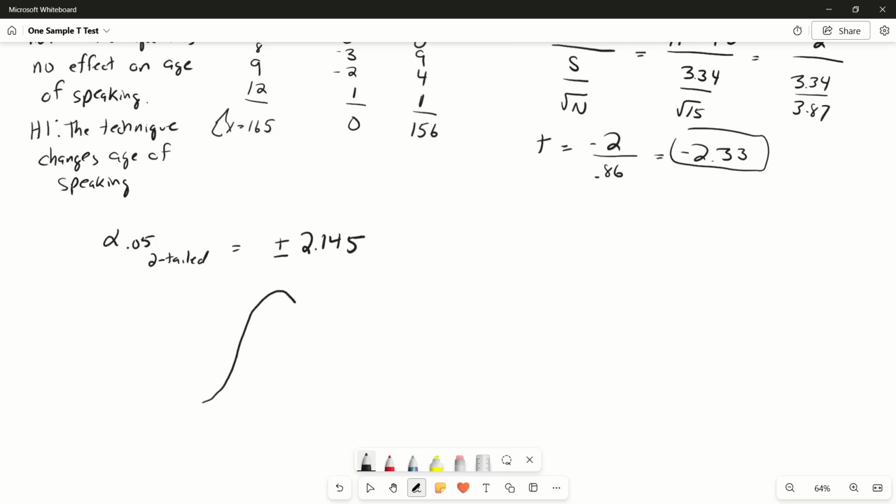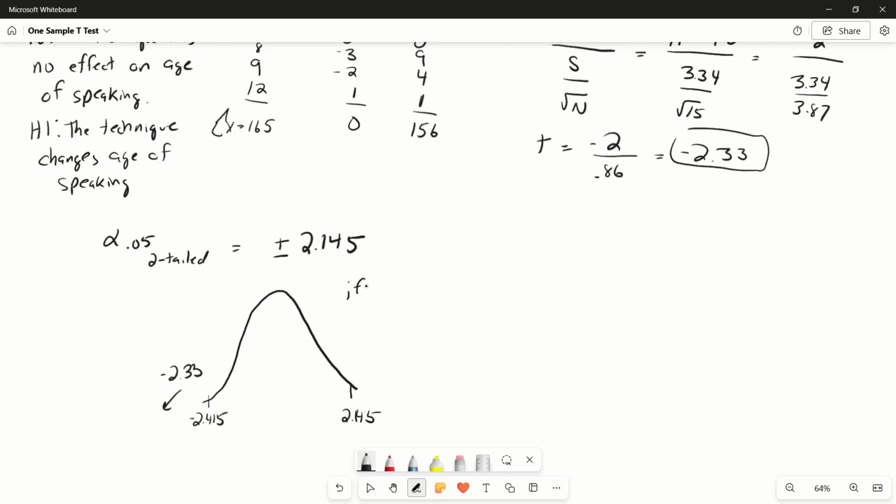So draw the curve. We're out here at negative 2.4. That's a critical value. And then we're all the way over here. Those are pretty large critical values. And we're here at negative 2.33. So we're all the way out in the tail. Since the obtained value exceeds the critical value, it's in the tail, we're going to reject.